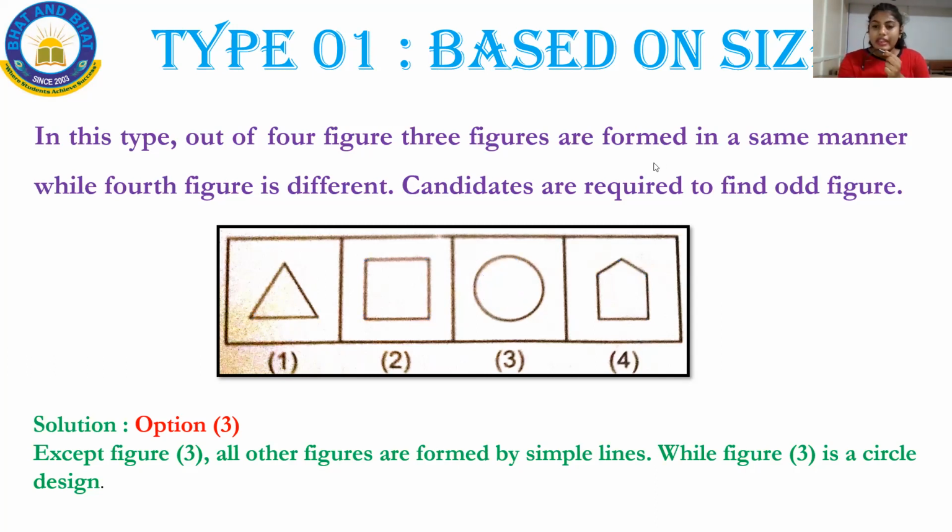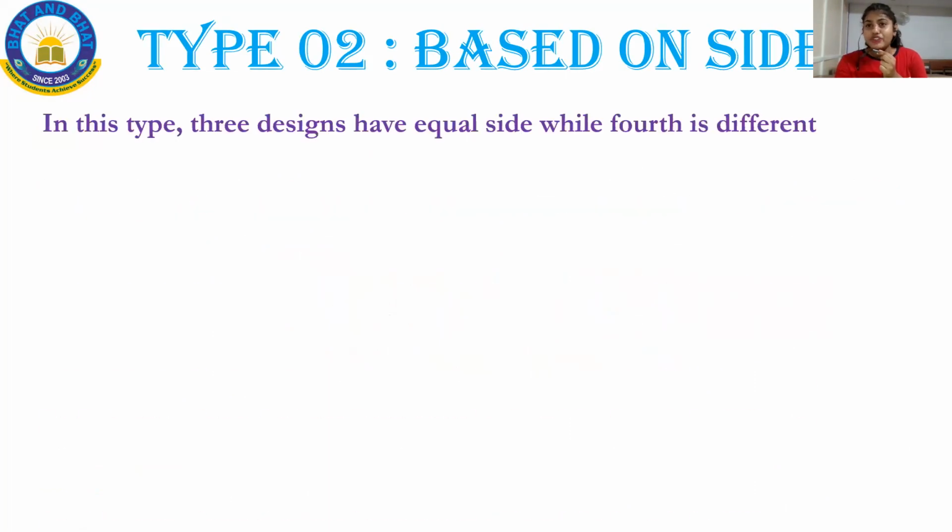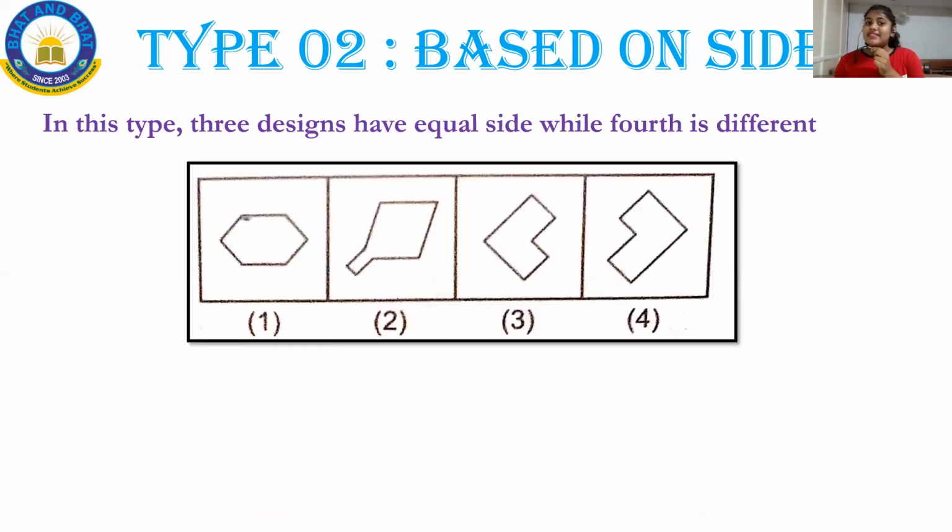So students, hope you all understood type 1. Now let me teach you the second one, based on sides. Students, it is very easy. They will give 4 figures. 3 will have equal sides and 1 will not. Your work is to take out the one which does not belong to the group. Listen to me properly. As the name says, sides, you have to count the sides.